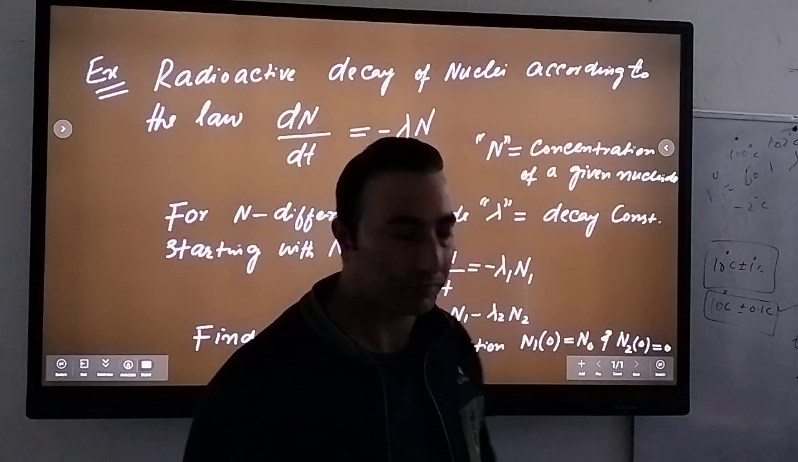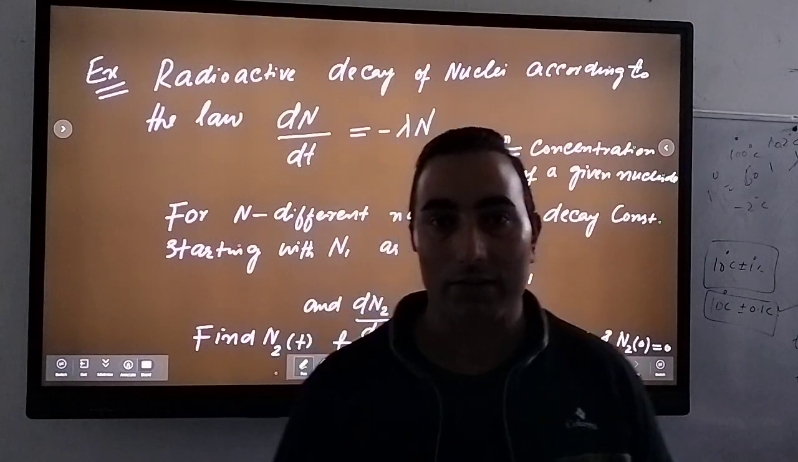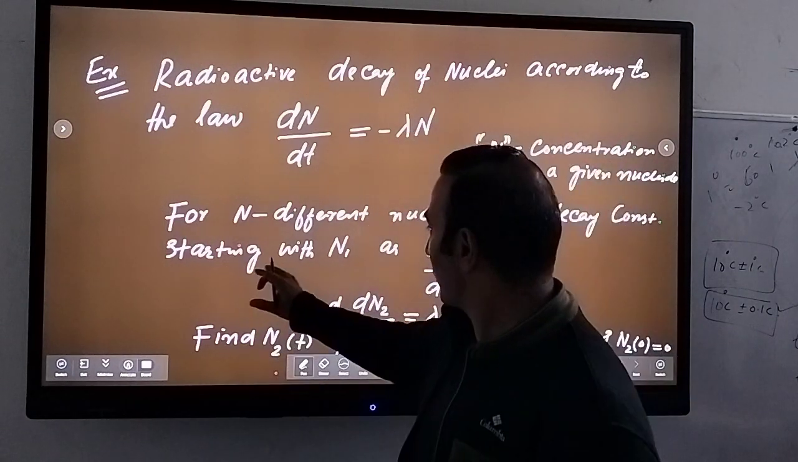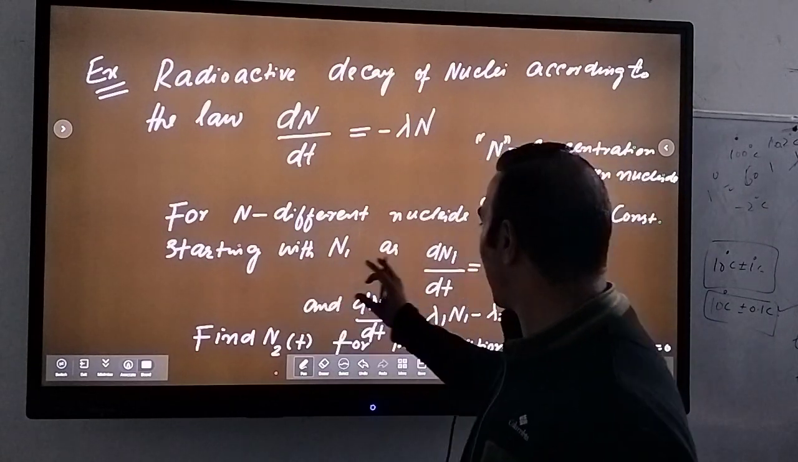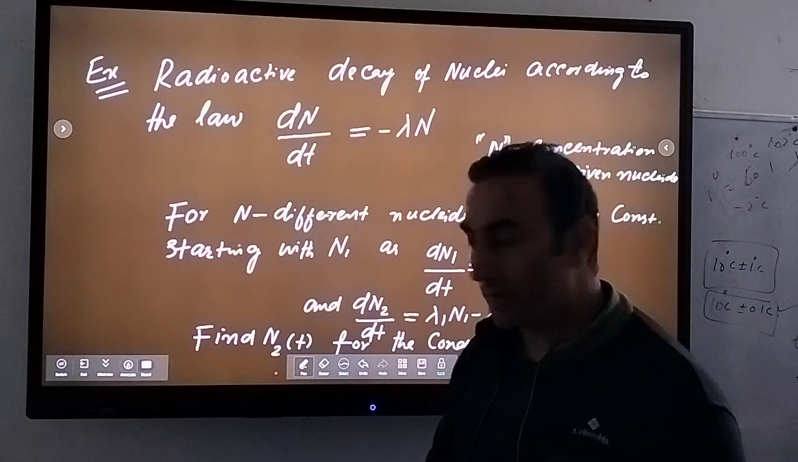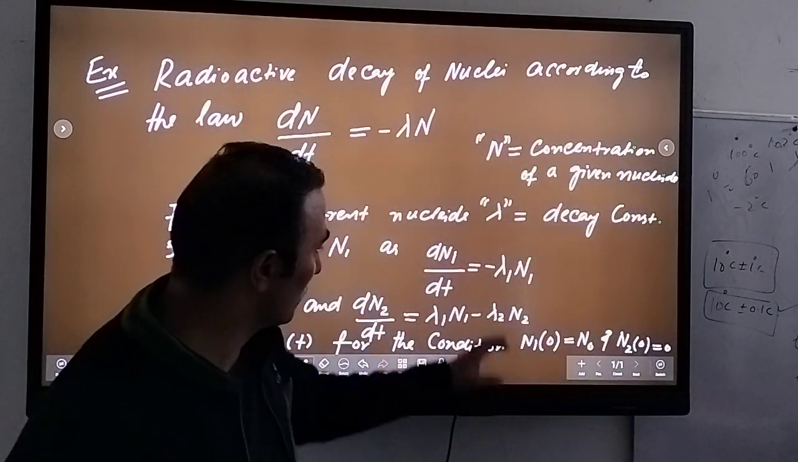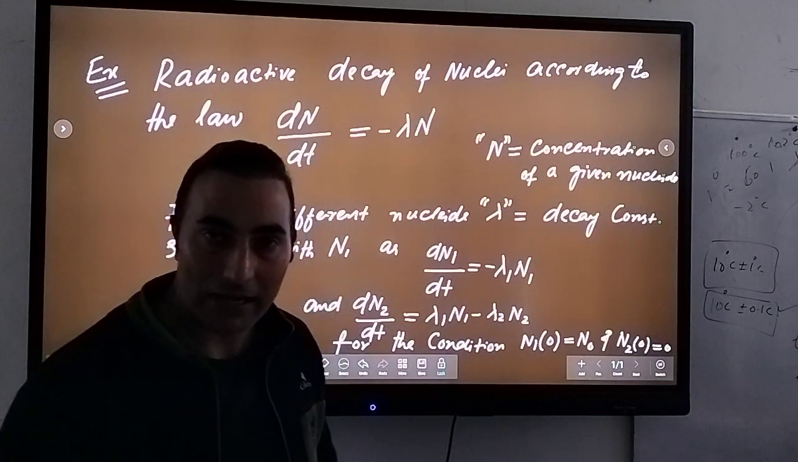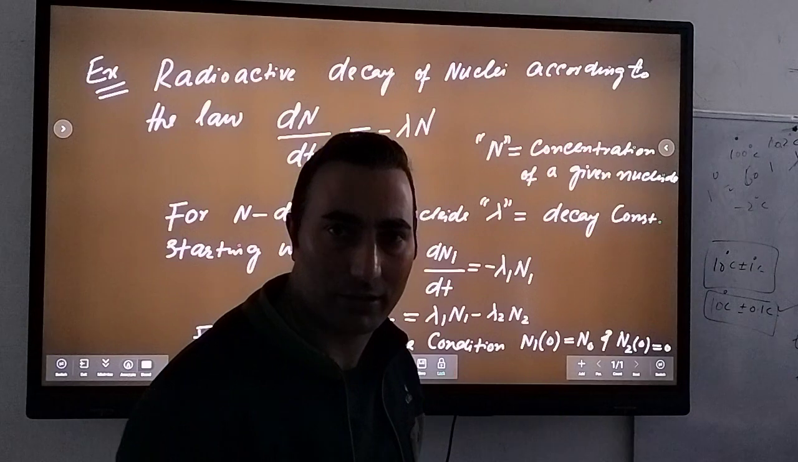And so for n different nuclides, starting with N1, which is the concentration of the first nuclide, it decays according to this law, that is dN1 by dt equal to minus lambda 1 N1, right? And similarly the second nuclide decays according to this reaction. So it is given, right?